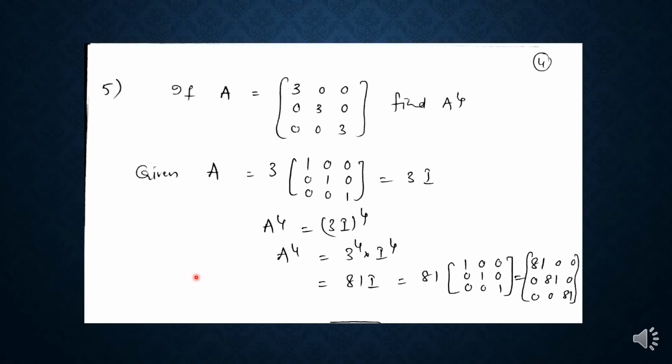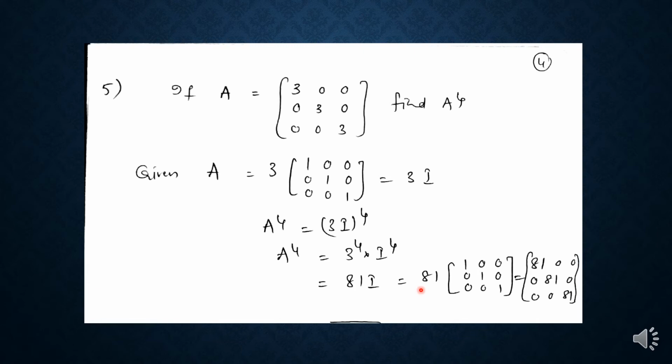Now A to the power of 4 is equal to (3I) whole to the power of 4. That can be written as 3 to the power of 4 into I to the power of 4. Here I is the unit matrix. I square is equal to I, since multiplication with I gives I only. I cube is equal to I, I to the power of 4 is equal to I, and I to the power of n is equal to I. So we get 3 to the power of 4 into I, that is 81I. A to the power of 4 is equal to 81I.